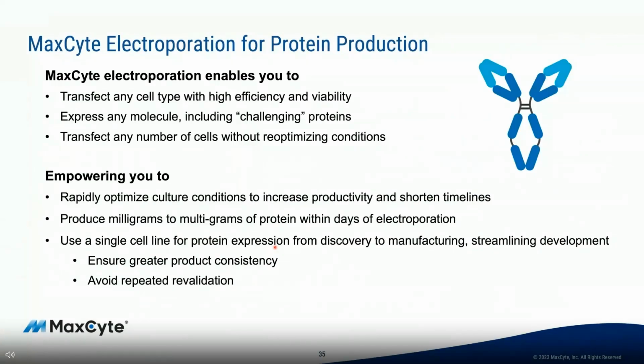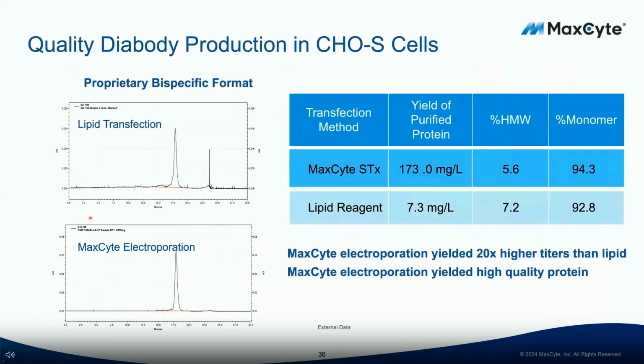You can also use MaxCyte for protein production to essentially produce milligrams to multiple grams of protein within days of electroporation, instead of establishing a stable cell line, which takes time. This is an example of diabody production in CHO-S cells, comparing lipid transfection with the MaxCyte STX. You can see that MaxCyte basically yields 20 times higher titers than lipid transfection, and also a higher quality protein product.